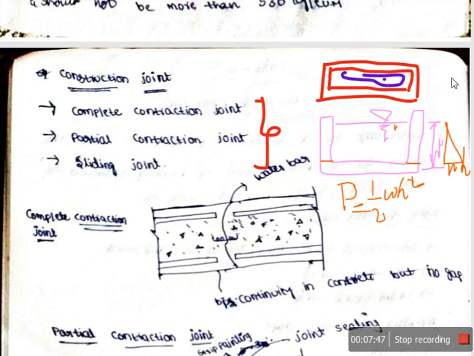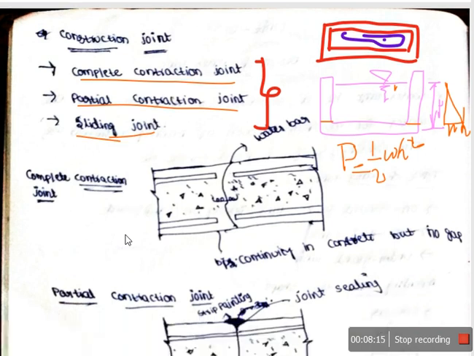If that is your main criterion, that is called a complete contraction joint. And some joints where you expect seepage of water are called partial contraction joints. Then you have a sliding joint, where water seeps through even if you are not providing any joints. So we have a complete contraction joint, then a partial contraction joint.